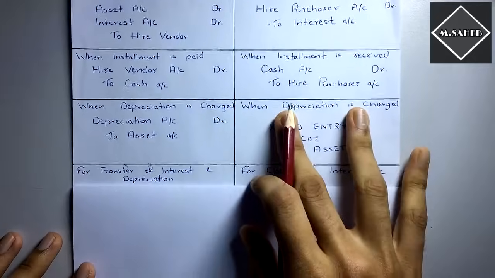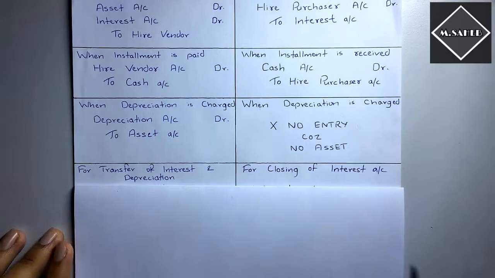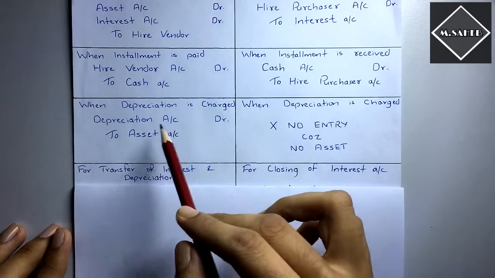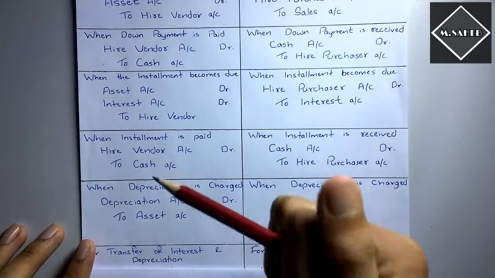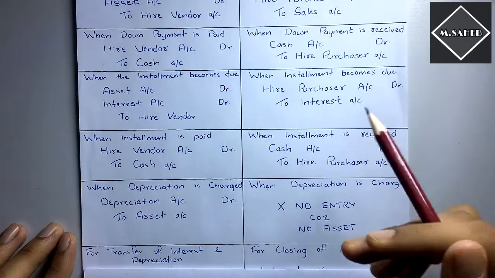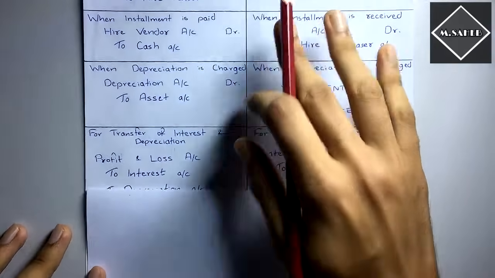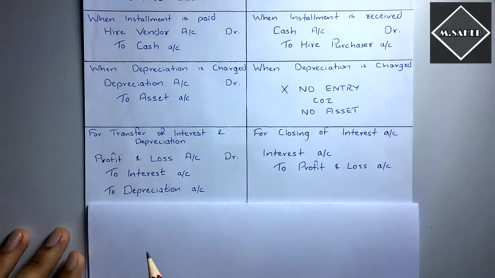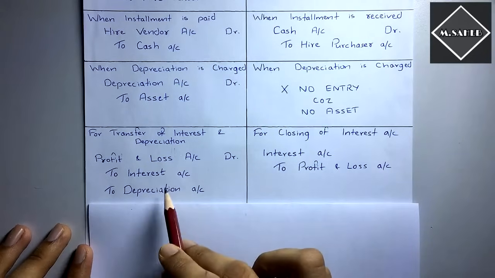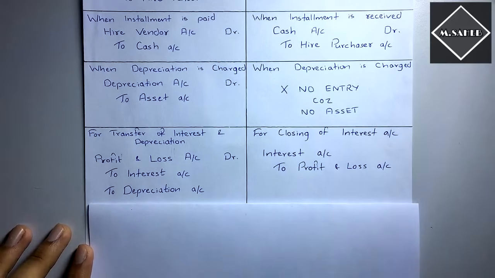Now the last entry is for transfer of interest and depreciation. You know all these accounts, depreciation account and interest account, have to be closed by transferring their balances to the profit and loss account. So how to do that? Very simple. Profit and loss account debit to interest account, to depreciation account. So these will be credited here, so that they can be debited in the profit and loss account. You remember that, right?